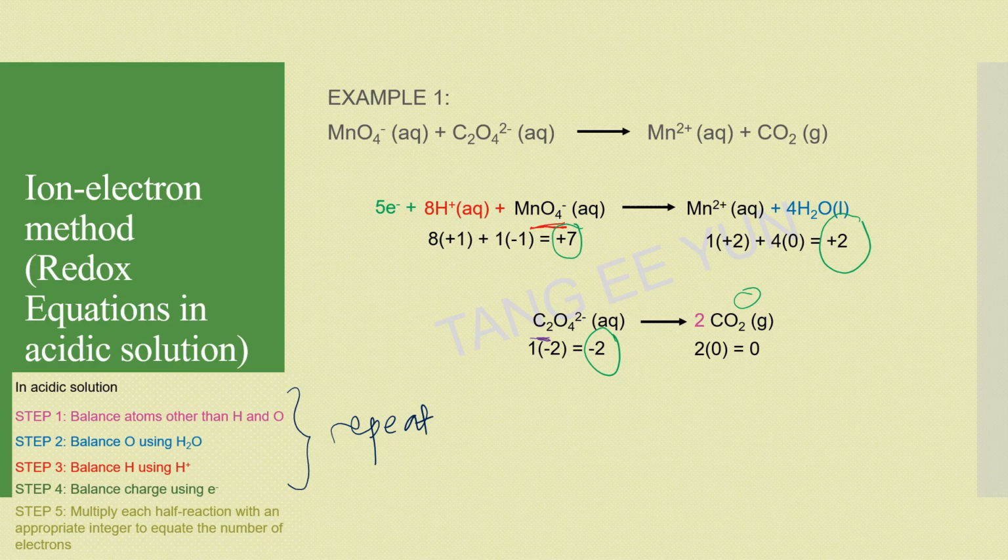Okay, because the difference between the charge on the reactant and the product side is 2, so we need to add in 2 electrons, but on which side? Again, it must be added on the side which is more positive, and here is our product, so that means we need to add in 2 electrons on the product side.